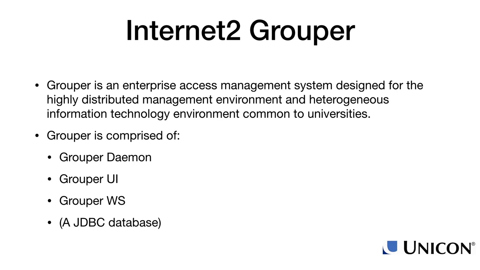Internet2's grouper is an enterprise access management system. It's comprised of a daemon that runs in the background, Grouper UI, which is the user interface, and Grouper Web Services. There's also a JDBC database that is needed as part of the Grouper system.